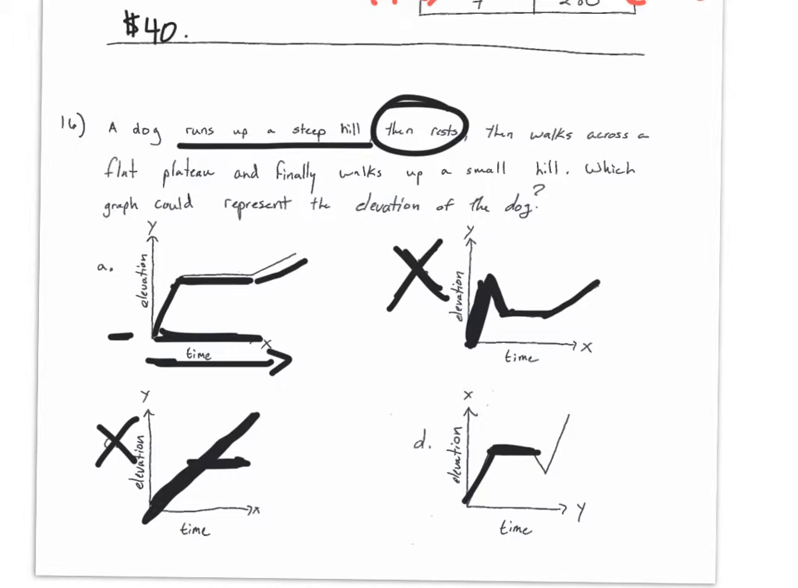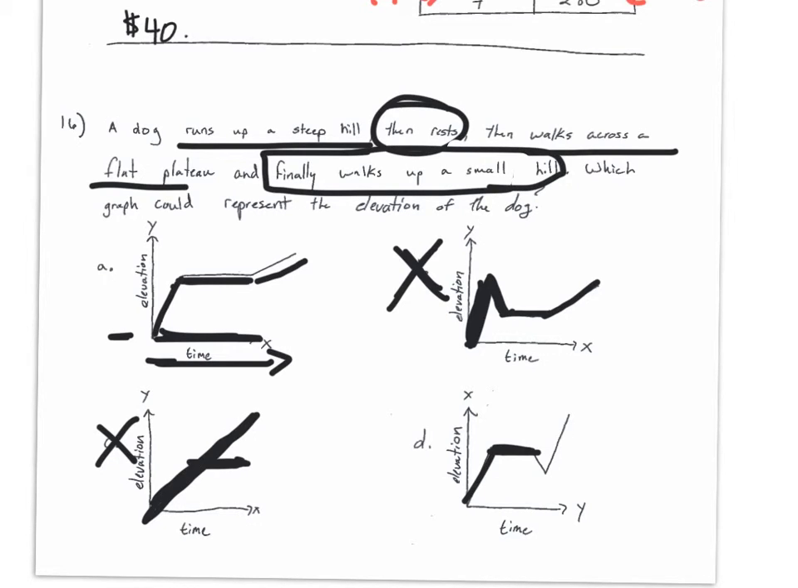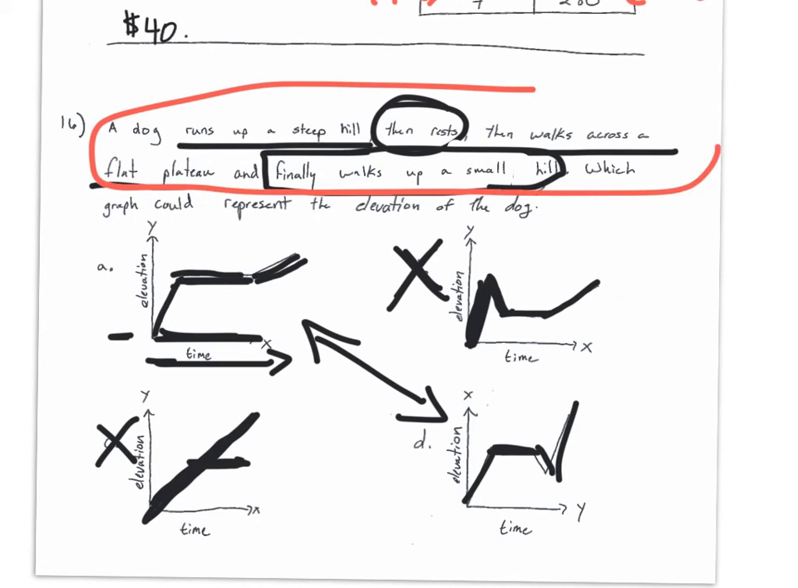Okay? The next part says, then he walks across a flat plateau, and then finally walks up a small hill. So at the very end of this graph, I should see somewhere where he goes up again. So the only difference between these two right here is this one shows that he goes down again and then up, whereas this one, he stays at the same elevation and then he goes up. Well, in this question, it never says anything about the dog going down a hill, so I can eliminate D. So my answer, the correct answer, is going to be A.